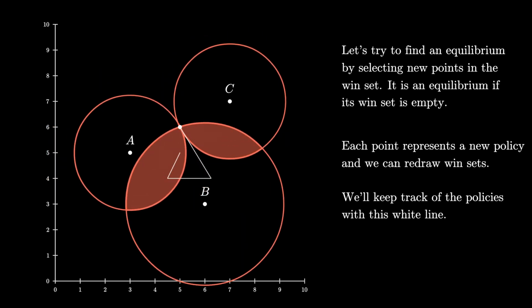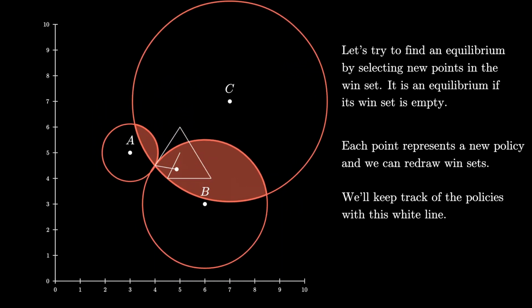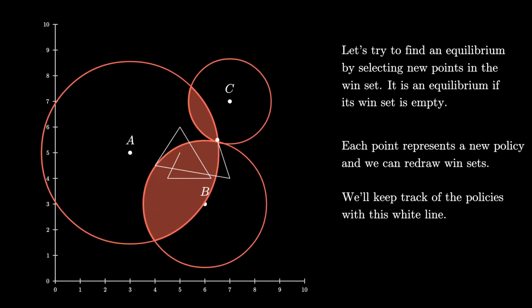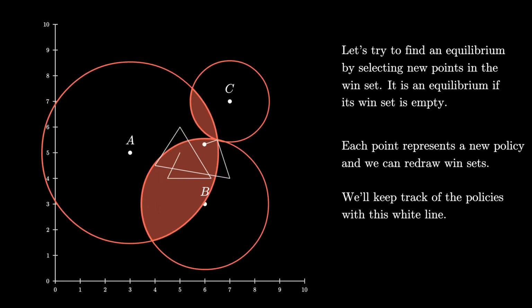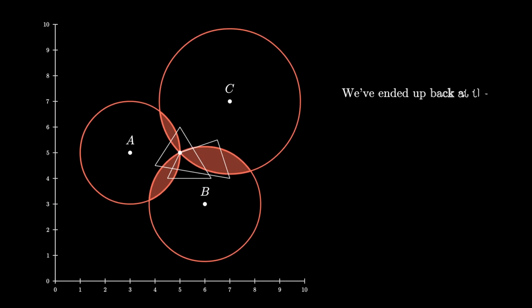As we move around, you'll notice that sometimes the win sets get bigger, sometimes they get smaller, but we don't seem to be finding one with an empty win set. In the one-dimensional case, each new policy in the win set shrunk the win set until we got to a place where there was no win set at all. And this next move actually brings us back to the original status quo. Somehow we created a path of policies that took us right back to the status quo. This is called a cycle.